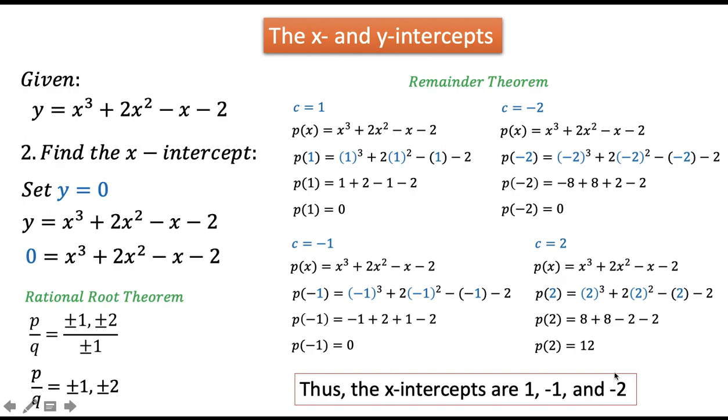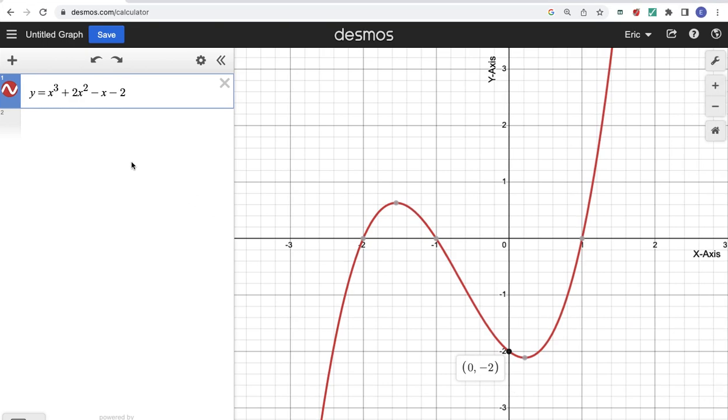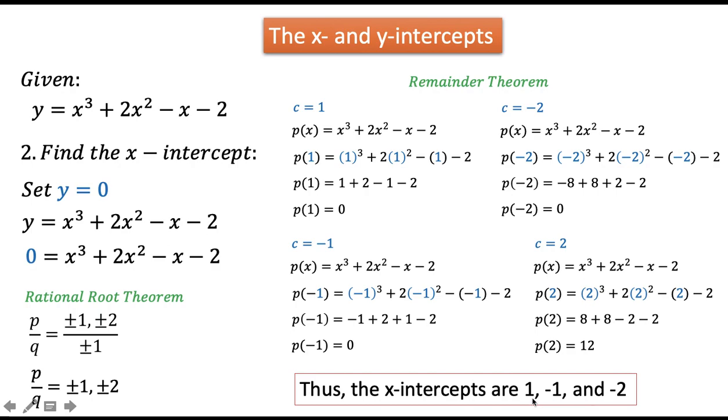So how can we visually see these x-intercepts in our graph? Going back to our Cartesian plane, focusing on the x-axis, notice that our graph crosses the negative 2 in here, then negative 1, and positive 1. So this positive 1, negative 1, and negative 2 are called the x-intercepts because it crosses the x-axis.